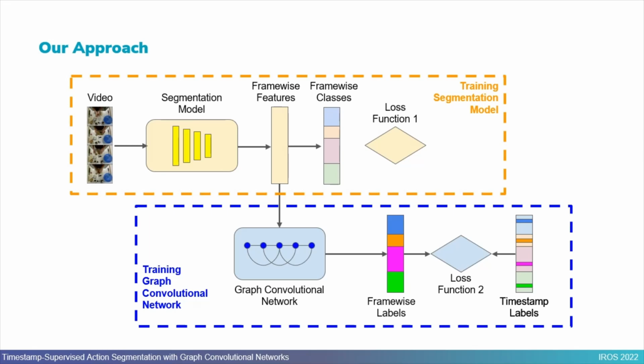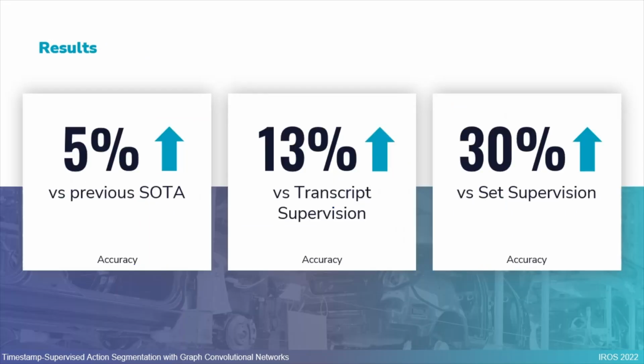After generating these dense frame-wise labels, we then switch to our segmentation model. This time, we use the dense frame-wise labels that were learned by the GCN as the ground truth to the segmentation model. This completes a single iteration of the refinement stage. Our approach outperforms the previous state-of-the-art by 5%, transcript supervision by 13%, and set supervision by 30%.